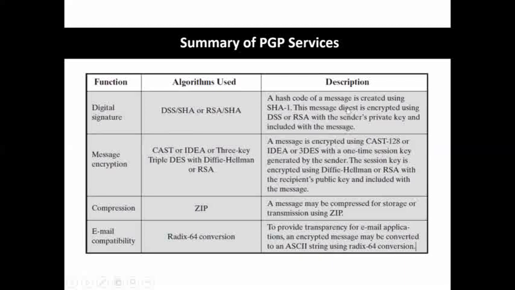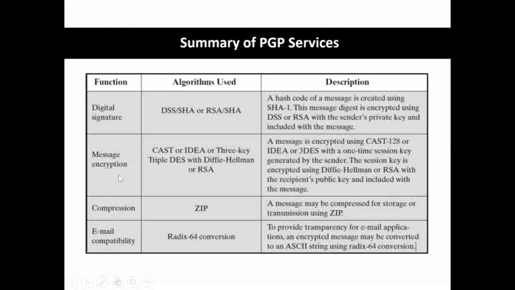Whatever the message I am going to get, that is encrypted using the digital signature standard or RSA algorithm. And this one is which algorithm? Public key encryption algorithm. First you're going to apply the generation of the hash code, SHA-1 algorithm. Then whatever the message digest there, I'm going to encrypt by using DSS or RSA with the sender's private key and include it with the message.